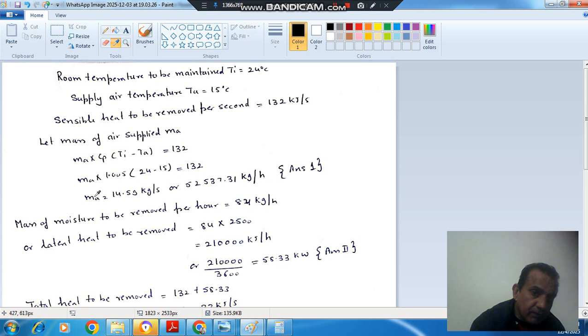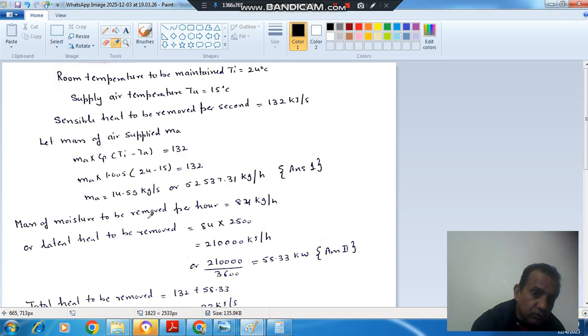So Ma will come out as 14.59 kilogram per second, or if you multiply it by 3600, then it will be 52537.31 kilogram per hour. So that quantity of air has to be supplied per hour. Now we have to remove some moisture also.